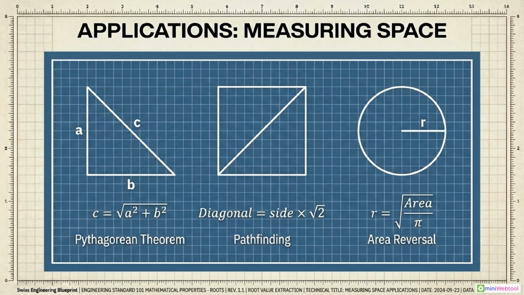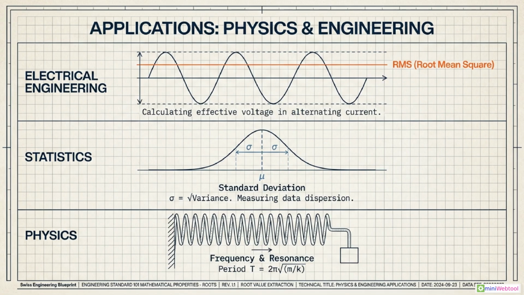Square roots have broad applications, particularly in measuring space. They are fundamental to the Pythagorean theorem for calculating hypotenuses, pathfinding, and reversing the area of a circle to find the radius. Roots are also vital in physics and engineering. They are used in electrical engineering to find the root mean square, in statistics to calculate standard deviation, and in physics for determining the period of frequency and resonance.